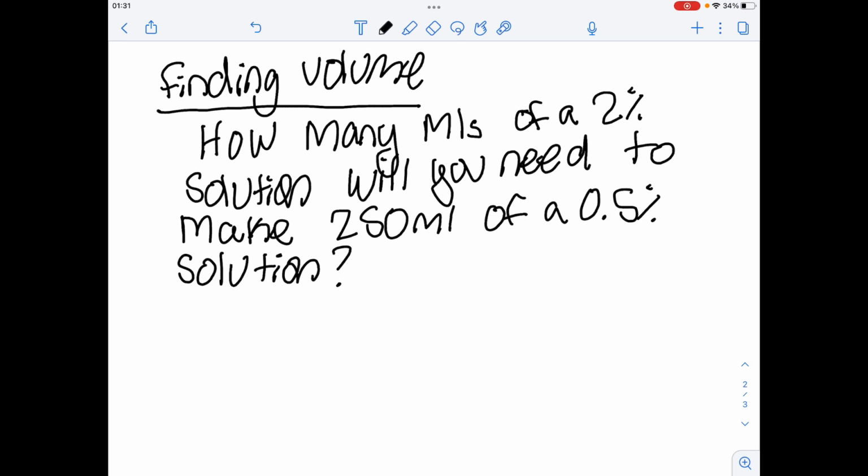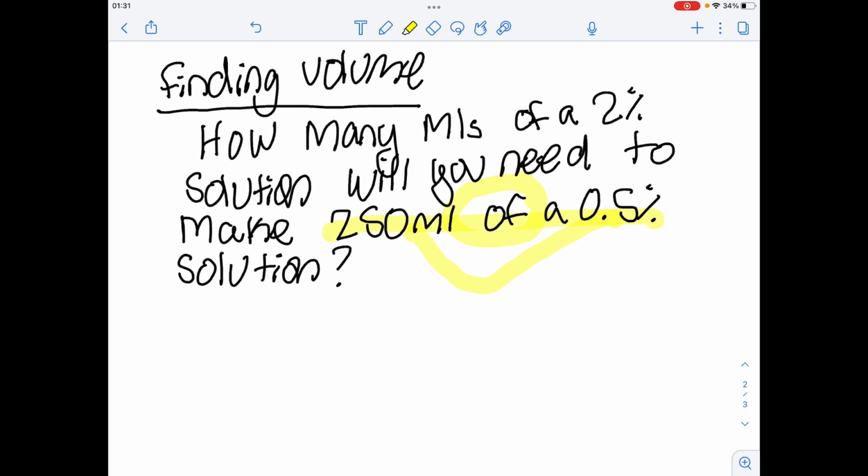So first off, what I want you guys to see is we have 250 milliliters of a 0.5% solution. Anytime you see "of a" whatsoever, we know that these values are going to go together. In this case, it's going to be our final concentration and final volume.